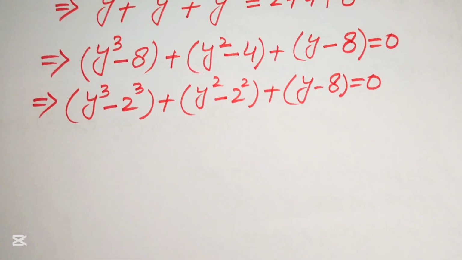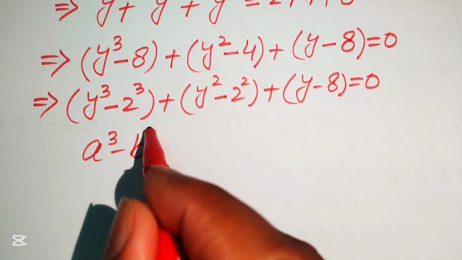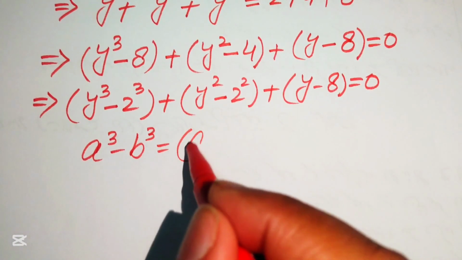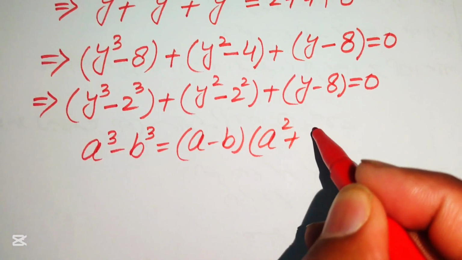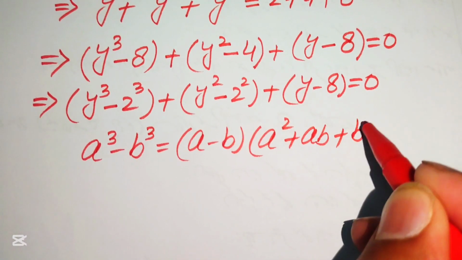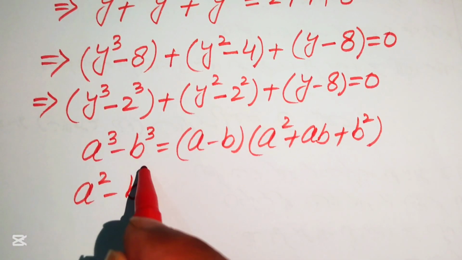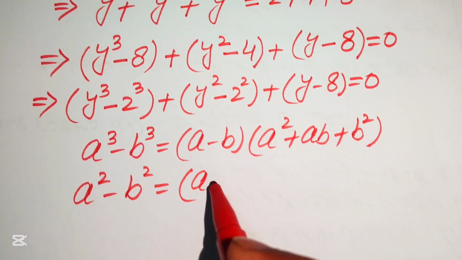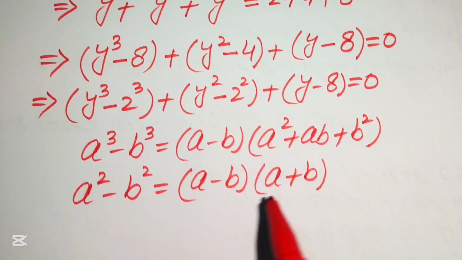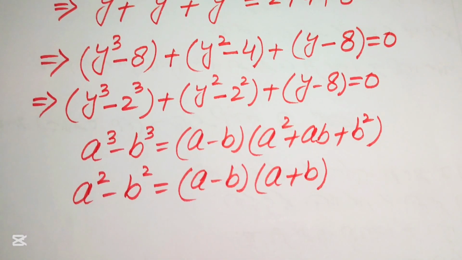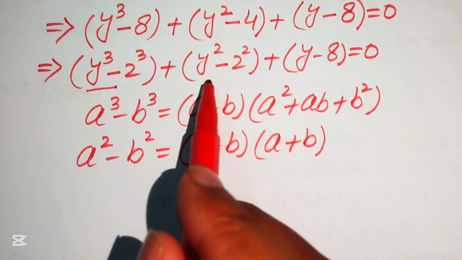And now after that we need some formulas. We will write it here. First we need the cubic formula. It is a cubed minus b cubed equals a minus b times a square plus ab plus b square. And here we have the square identity, a square minus b square equals a minus b times a plus b, and here we have y minus 8. So here we need to first apply this cubic formula on here and the square formula on here.